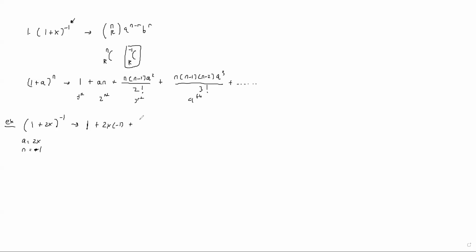So the n is -1, right? So we have -1 and then bracket -1 and then a squared. Remember, a is 2x. So if there is a square, you have to square everything. So bracket 2x to the power of 2, divided by 2 factorial, and then added again by n minus 2. So that will be -1, then -2, then -3, and a cubed. That will be 2x to the power of 3, divided by 3 factorial.